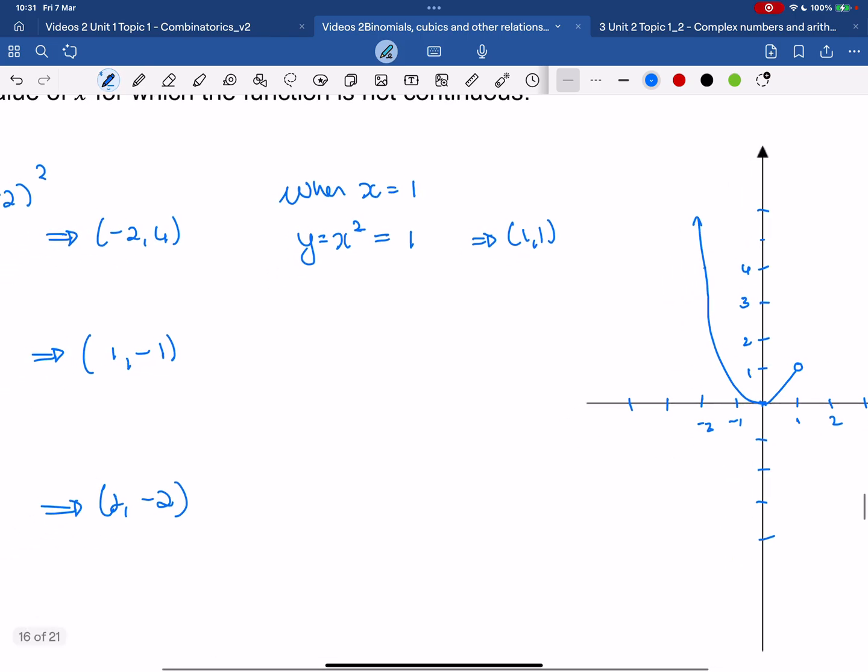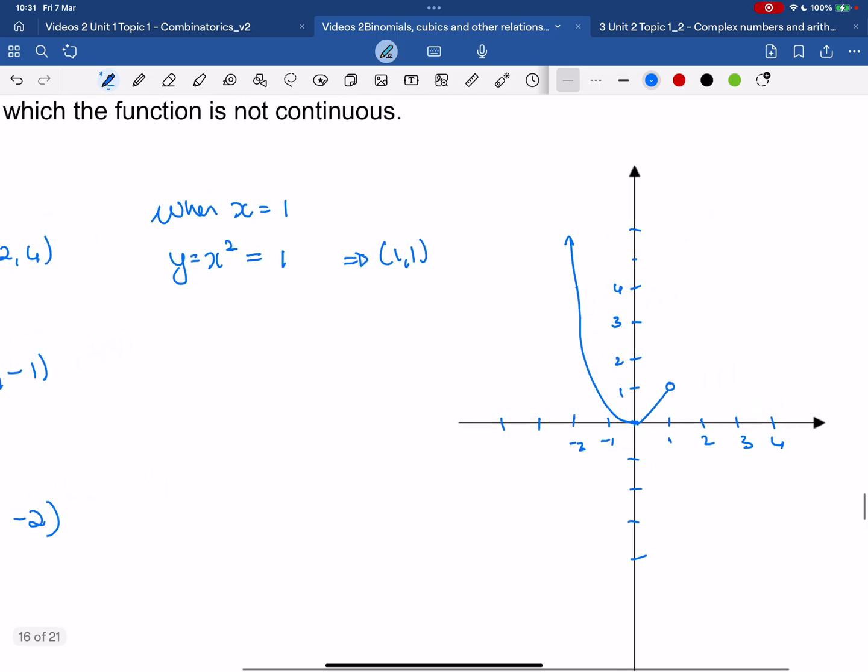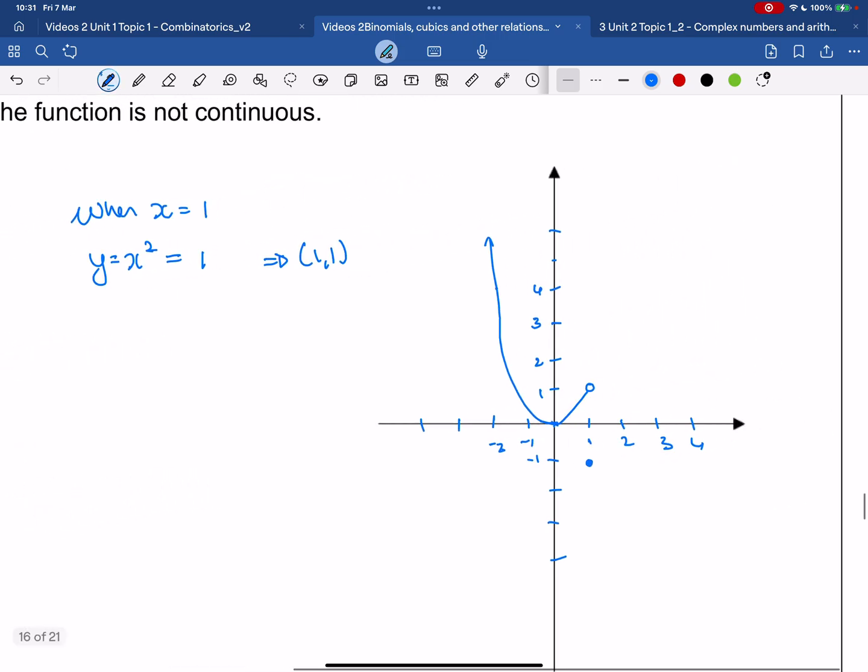And then I've got the straight line with a point at 1, negative 1, and that's colored in, and it's got another point at 2, negative 2, so that gives me my straight line. And that one's going on like that. Notice the discontinuity over here. There's a big gap. We call this a discontinuity.